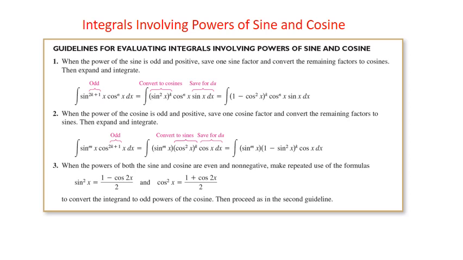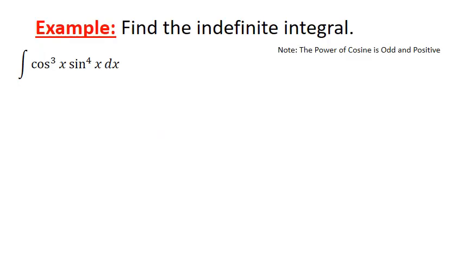So there are a couple things here. If sine is odd and positive, or if cosine is odd and positive, or both sine and cosine are even and non-negative. So these are kind of the things to identify. I'm just going to jump straight into the examples. Here is the first example. It says find the indefinite integral of this here.